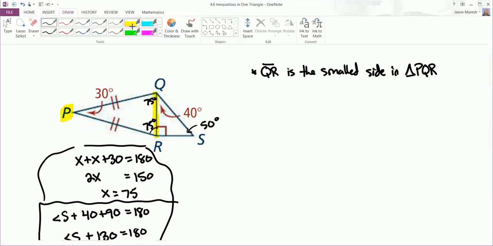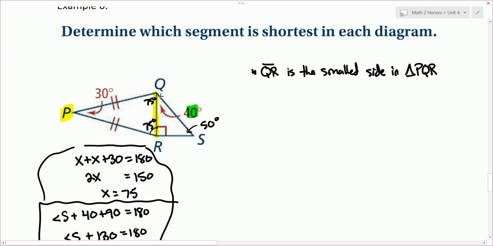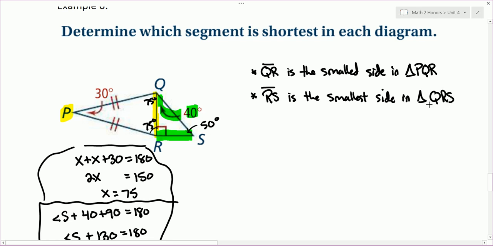Then look at the second triangle. In the second triangle, the smallest angle is 40 degrees, so the shortest side is RS. So RS is the shortest side, or the smallest side, in triangle QRS. So which one's smaller, QR or RS? Is there a way we can compare them? Well, QR is in both triangles. If we just continue to focus in on the smaller triangle, RS is the smallest side in triangle QRS. What can we say about QR?